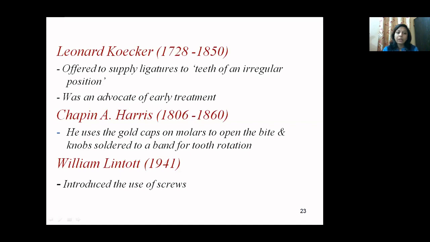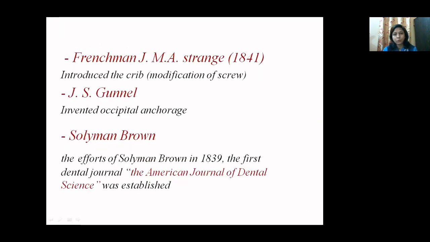In 1841, it was Lintott who introduced the use of screws. M.A. Strange introduced the use of cribs, which was a modification of the screw. Gunnell invented the occipital anchorage. Through the efforts of Solomon Brown in 1839, the first dental journal, the American Journal of Dental Sciences, was established by him.